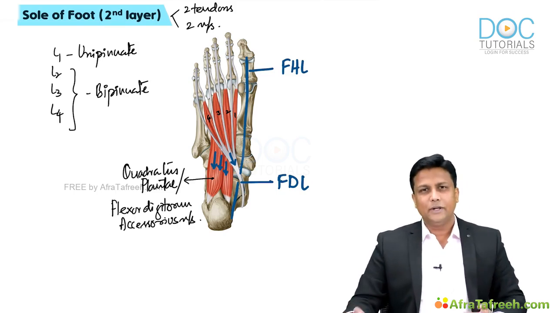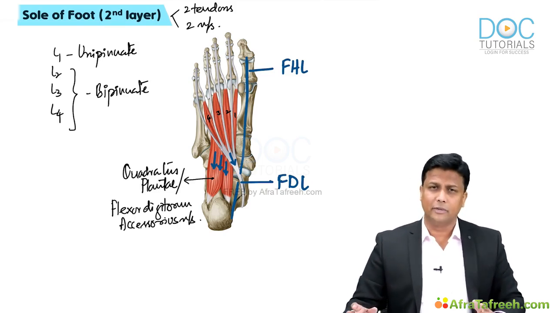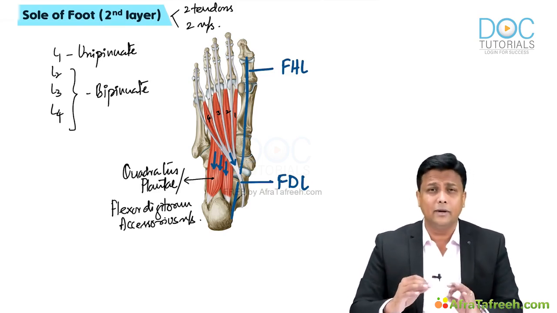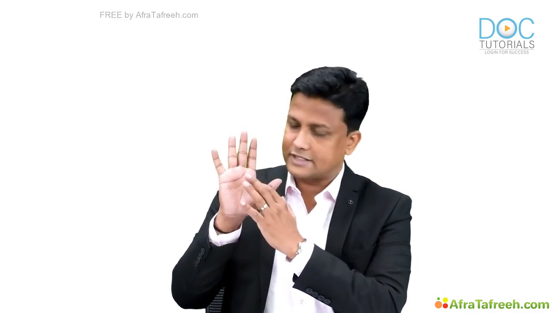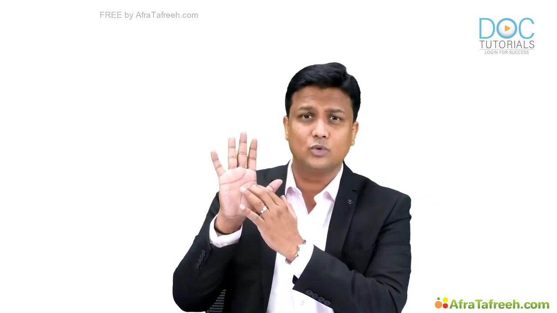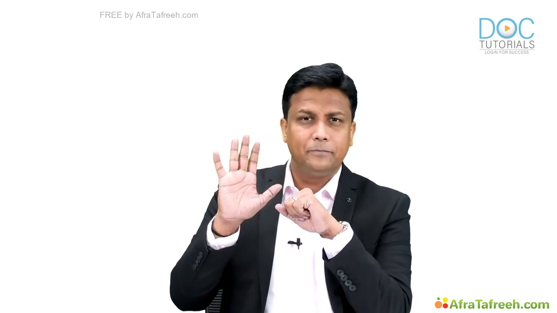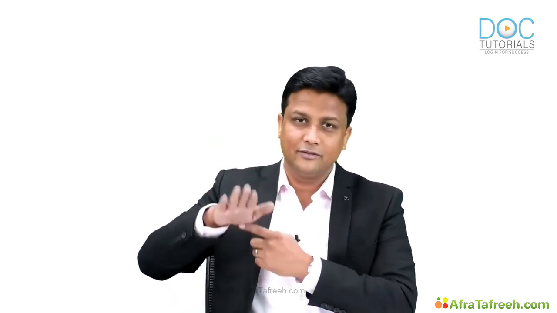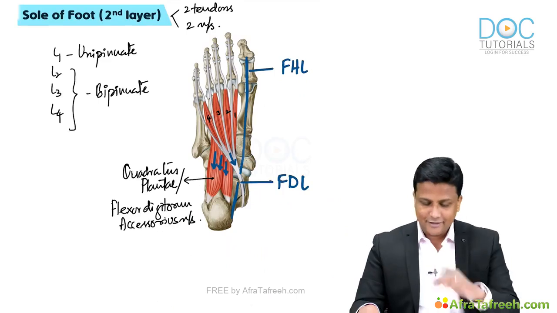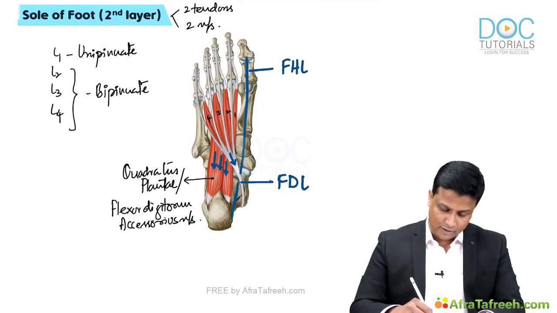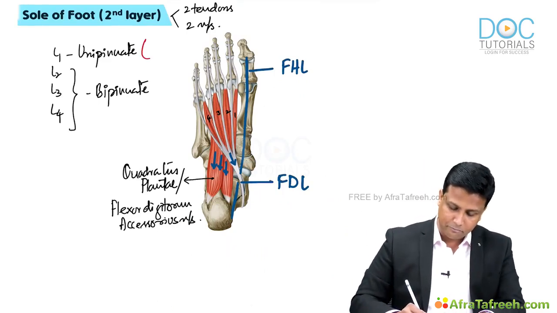The moment you appreciate this important detail about the lumbricals, nerve supply will become damn easy. Try to recall, in the hand there are 4 lumbricals. Out of the 4, the first and second lumbricals will be unipinnate, and those 2 unipinnate lumbricals are supplied by the median nerve. And which is the nerve corresponding to the median nerve in the foot? Medial plantar nerve. That's the reason why the unipinnate one should be supplied by the medial plantar nerve.